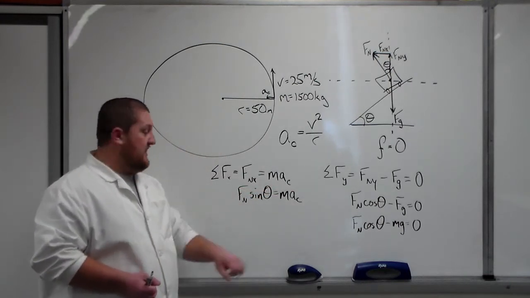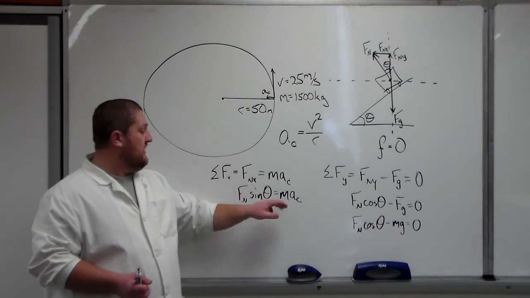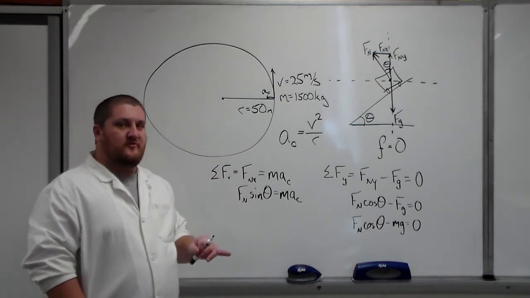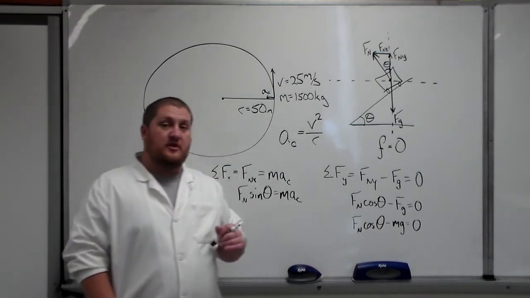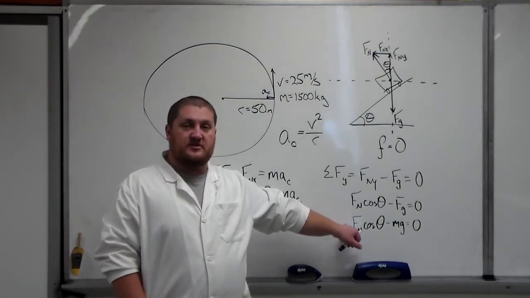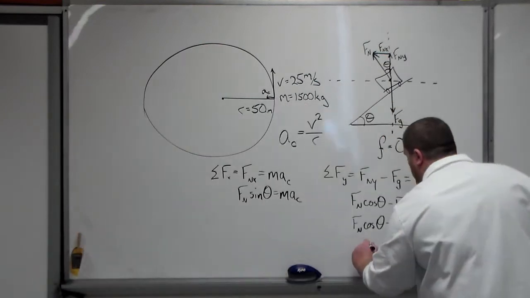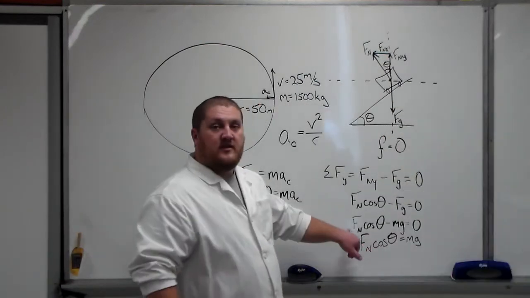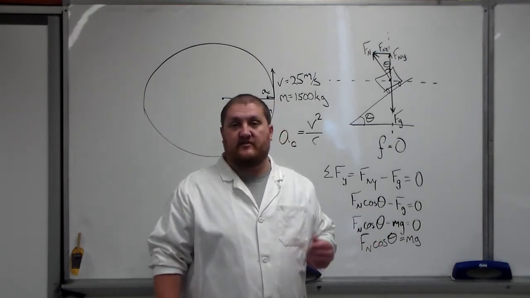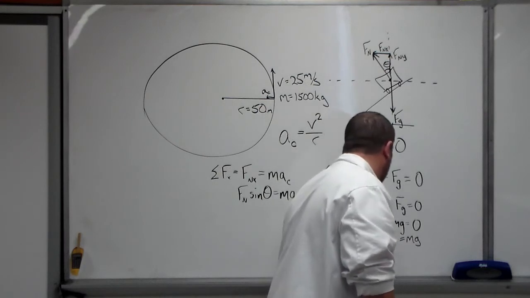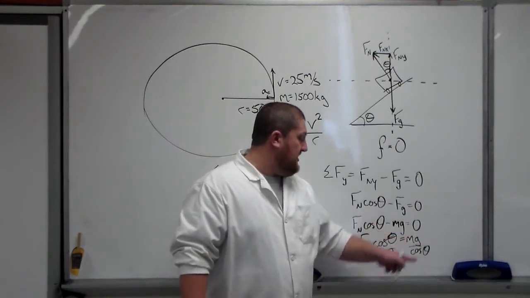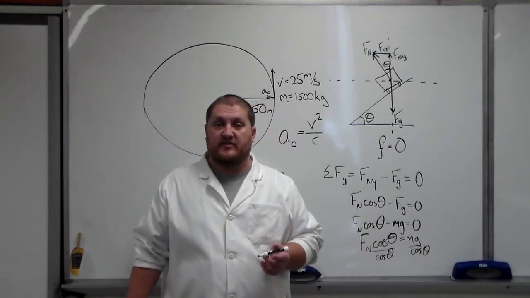So when I substitute in the sine, I have the normal force times the sine of the angle is equal to mass times the centripetal acceleration. I don't know what the normal force is. However, I have it in both equations, so I can solve and substitute. So I'm going to solve this equation for normal force. So I've added mg to each side, and now I divide both sides by the cosine of the angle. So now I have the normal force is equal to mg, the weight, divided by the cosine of the angle.